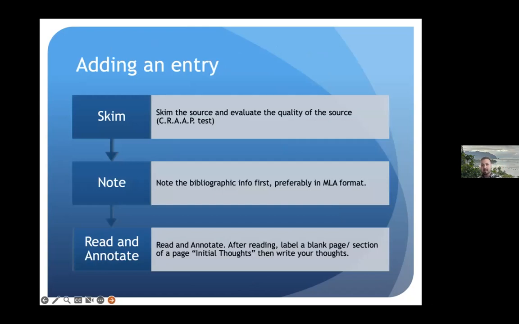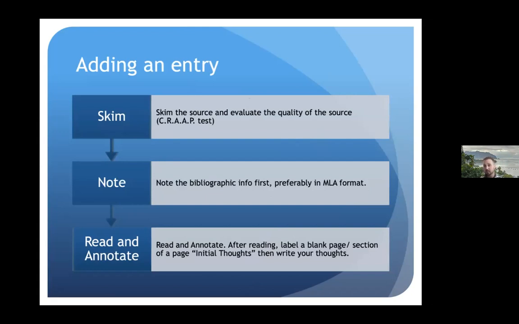When you are adding an entry into your research log, the first thing you want to do is skim and evaluate the source to make sure that the source is of good quality. We're going to talk about this CRAP test in a little bit, so keep that in your mind. You also want to make sure, first thing that you do when you are noting the information about the source, put down the bibliographic information. If you're working in APA or MLA format, or maybe Chicago, write that down first.